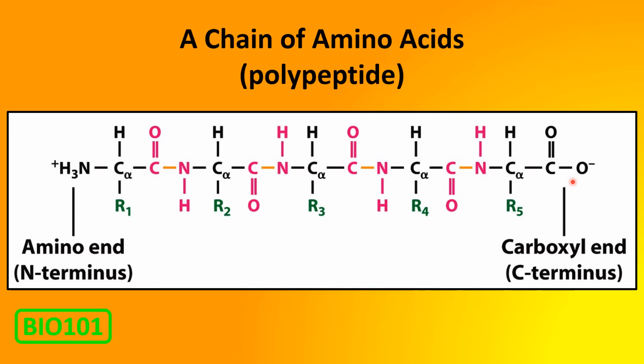Important to remember, the bonds are called peptide bonds, and polypeptides are always polar, with an amino group on one end. That's positive. We call it the N-terminus. And the carboxyl group with its little negative charge on the other end, we call it the C-terminus.